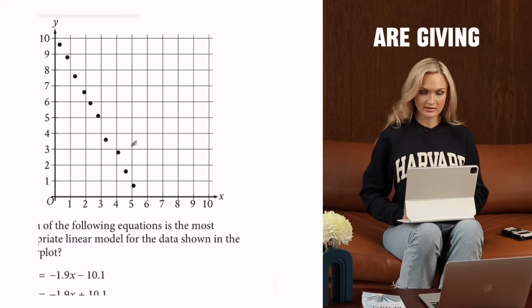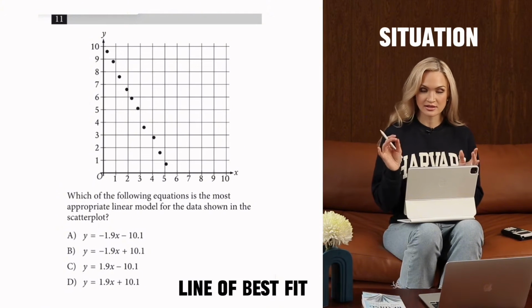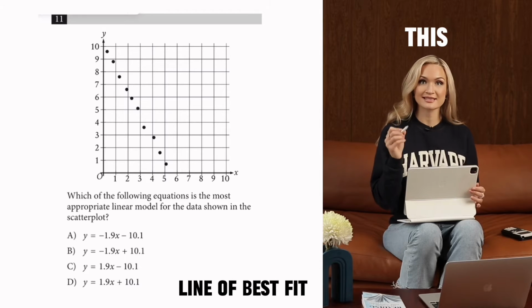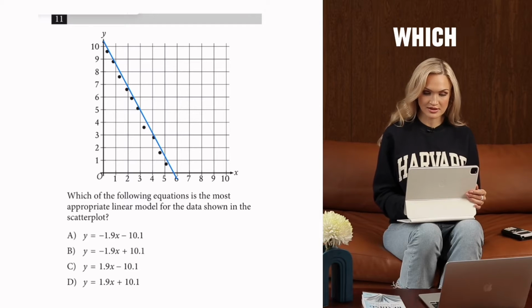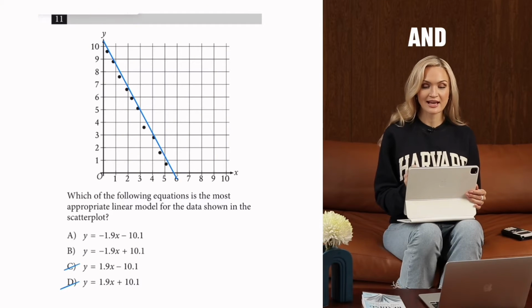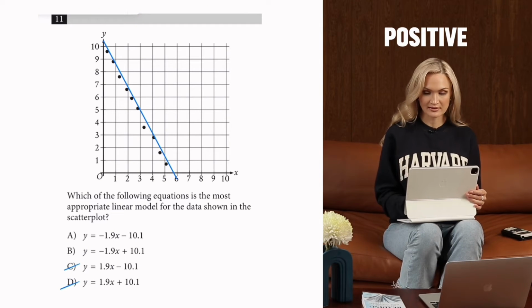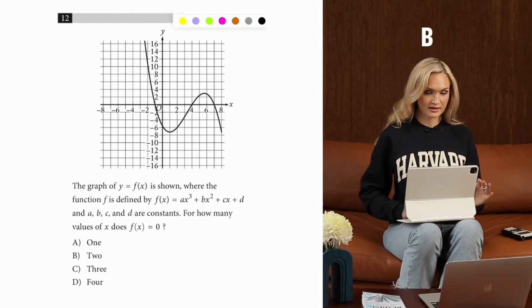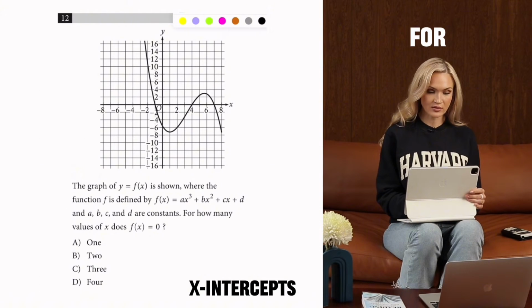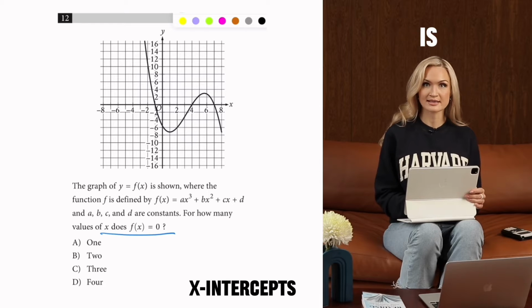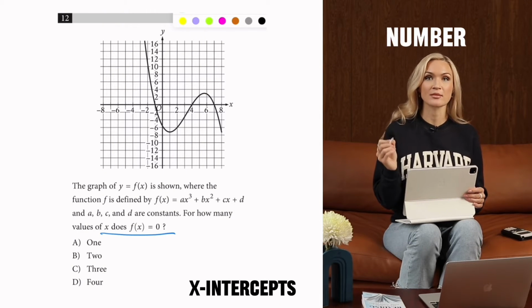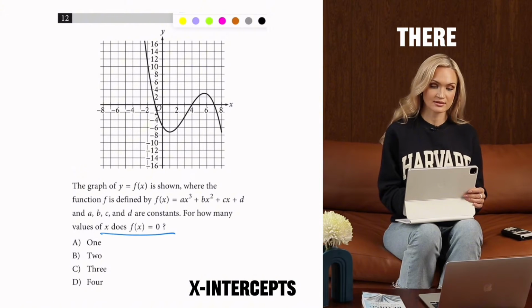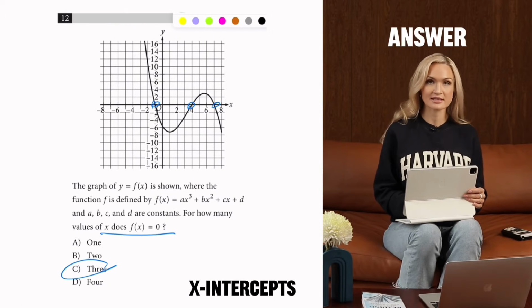Next one, they're giving me a line of best fit situation where they're giving me a lot of values. This line, if we were to draw this, you could see that this is negative trending, which eliminates C and D. And I could see that my y-intercept is positive, which means the answer here is B. There's a graph, and they're asking me for the number of values where y is equal to 0. F of x is just a fancy way to say y. So we're just looking for the number of x-intercepts. And it looks like there's 1, 2, 3. So the answer here is C.